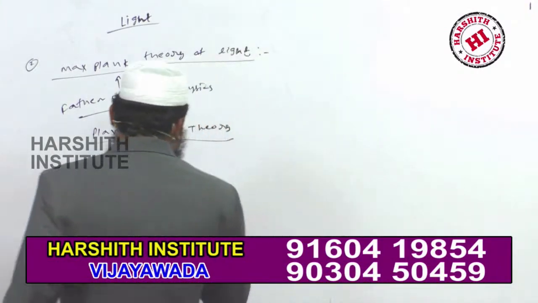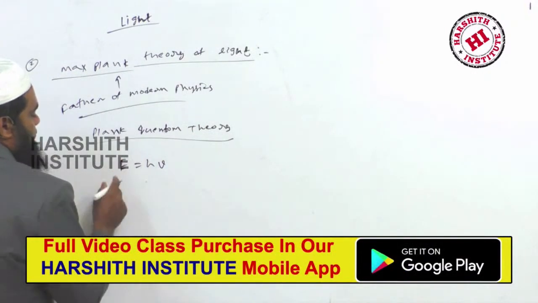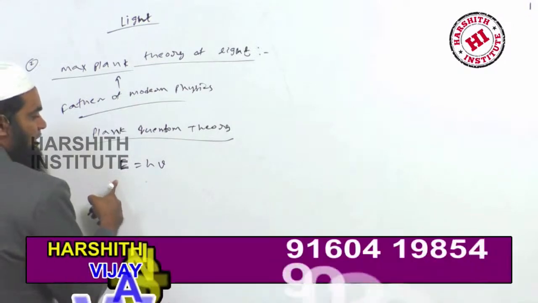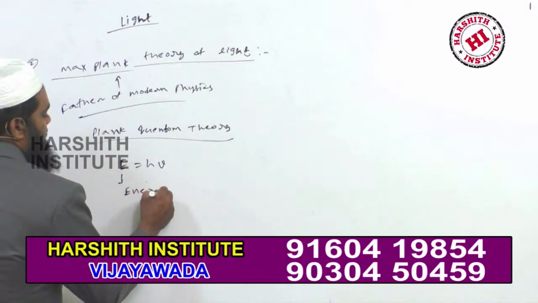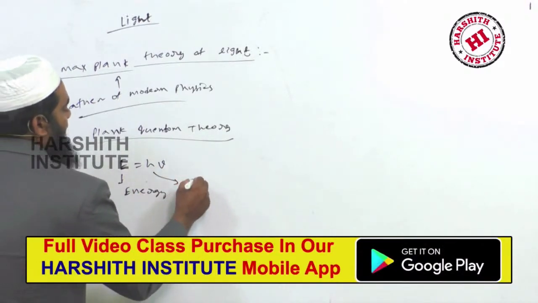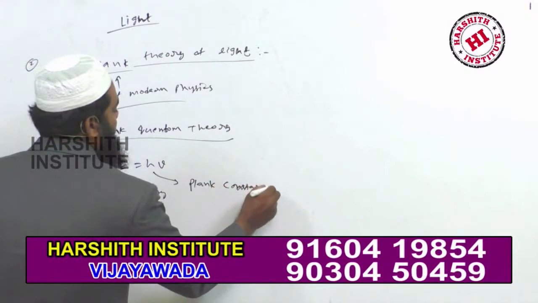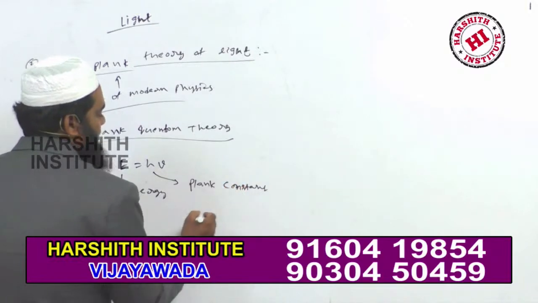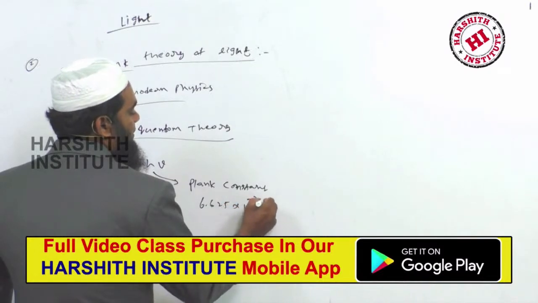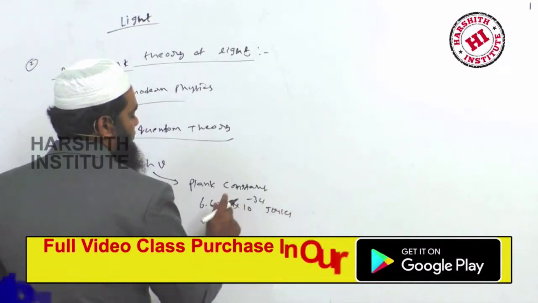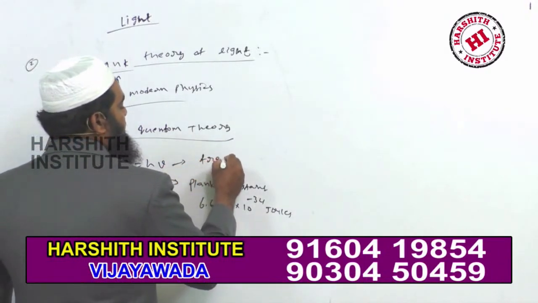This Planck quantum theorem explains one formula: E equal to h into v. Here E is energy, h is the Planck constant. The value of h is 6.625 into 10 power minus 34 joule-seconds. Here v is the frequency.